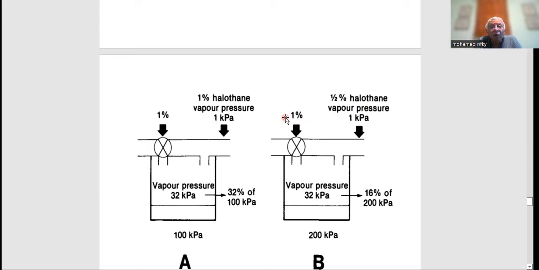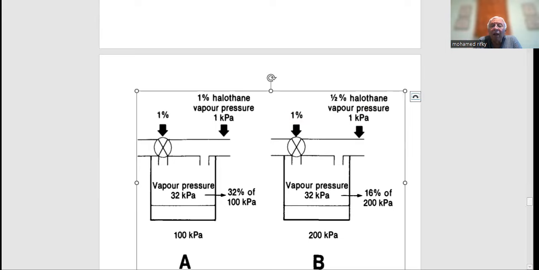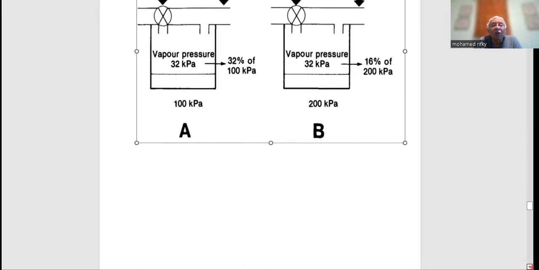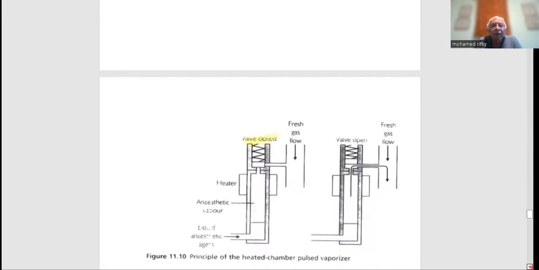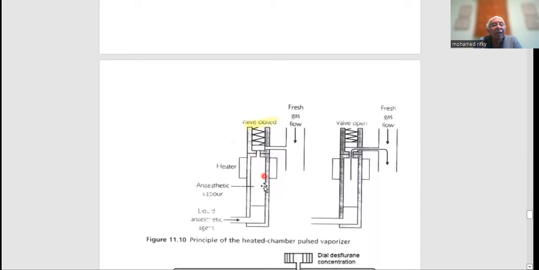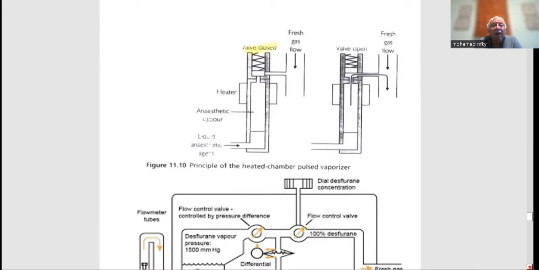Apart from desflurane, as we said before, we must readjust the knob. This is the heated pulse vaporizer, where in the chamber we attach the bottle with the pressure in this, and this is the heater, and this is the solenoid valve opening and closing according to the needs, and this is the fresh gas flow, and this is how the moles with a certain volume are rejoining the fresh gas flow. This is mainly the principle of working of the direct injection of the inhalation anesthetic.